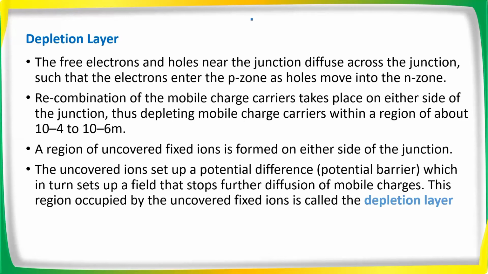Now you're creating a potential barrier, meaning that for the electrons to move now from the N-type to go to the P-type, they would have to overcome the potential barrier. And for the holes to move from the P-type to the N-type, they have to overcome the potential barrier. That layer, that region of uncovered fixed ions is known as a depletion layer.